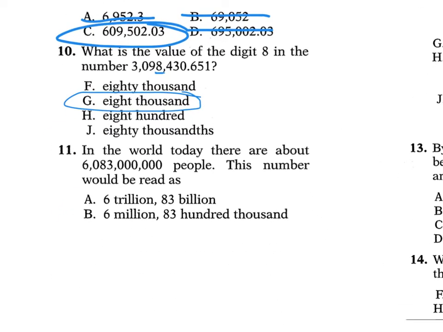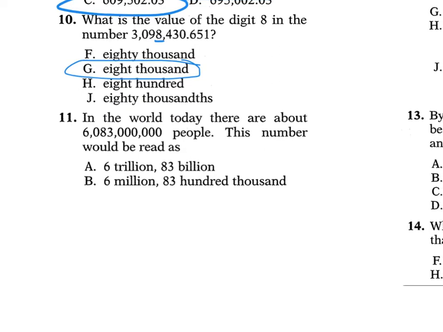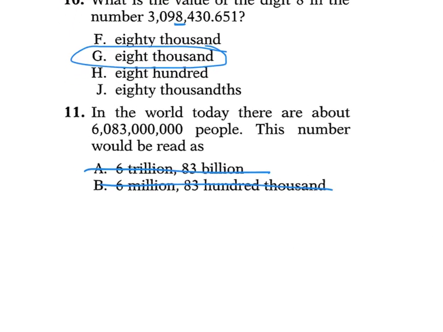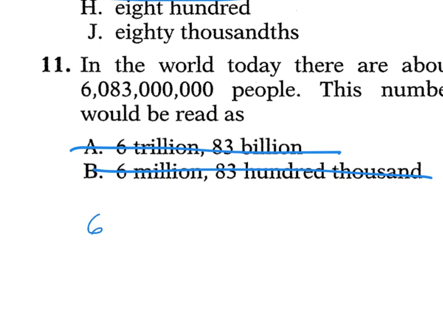Number 11, in the world today, there are about 6,083,000,000 people. This number would be read as 6 million. So we just said it was billion, so we can cancel out A and B. So this would be 6 billion and then 83 million.